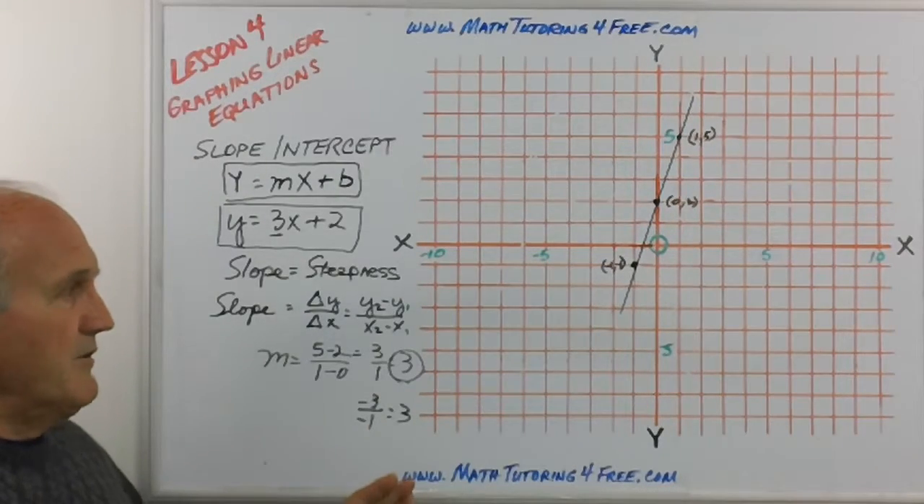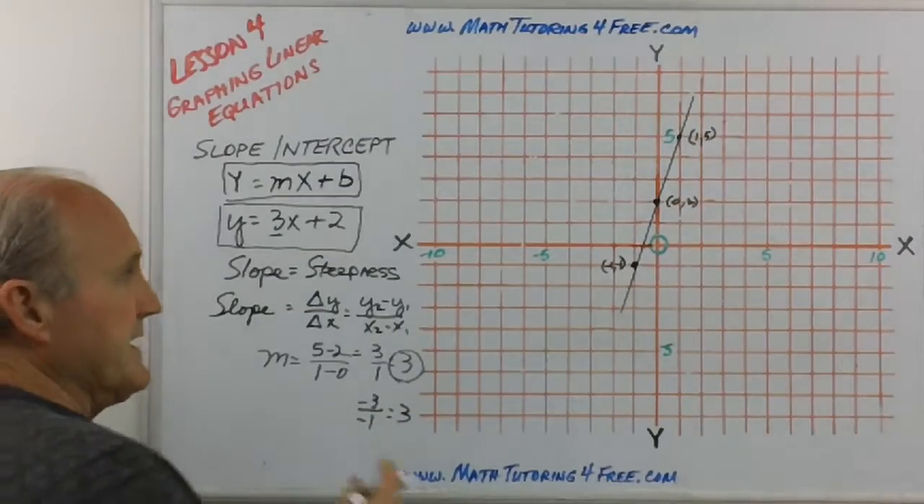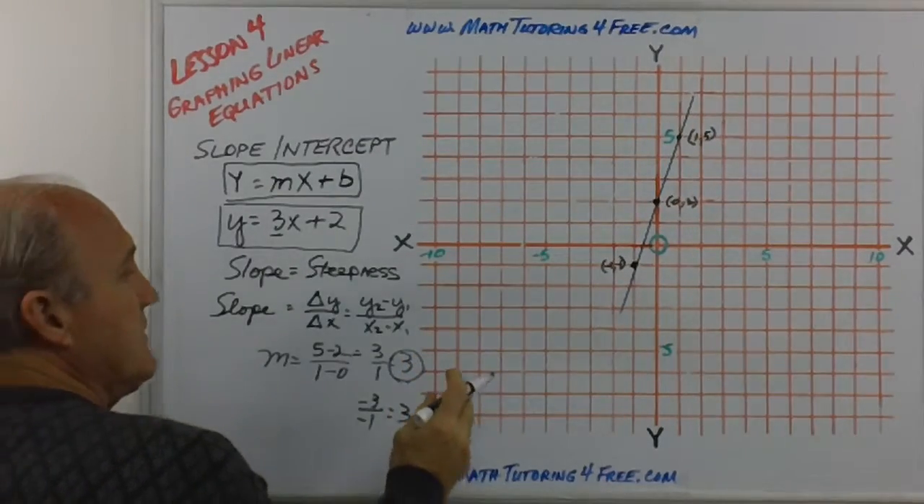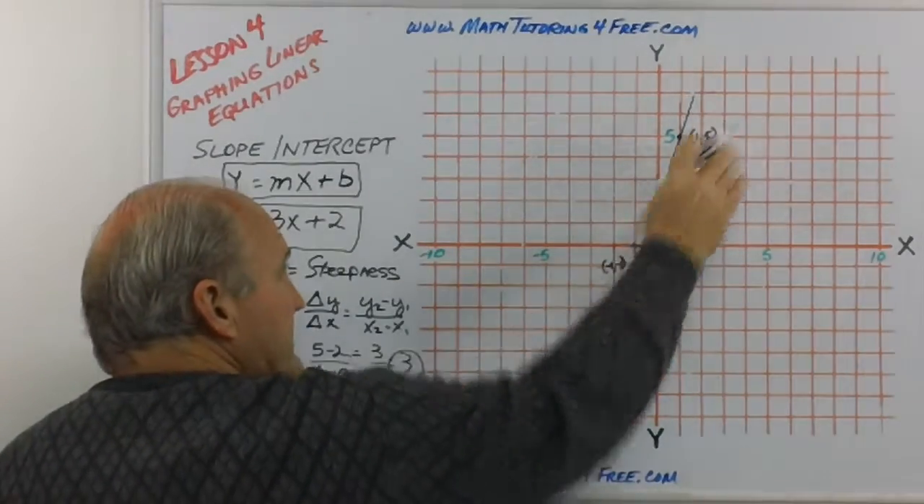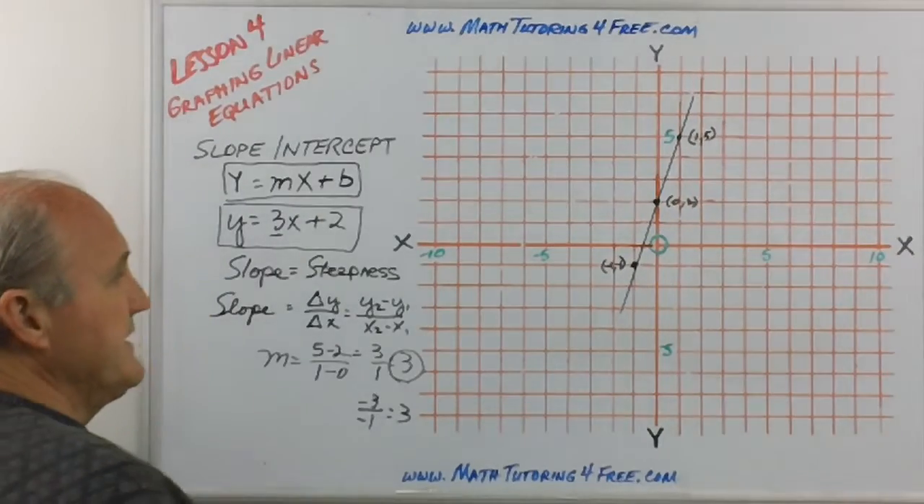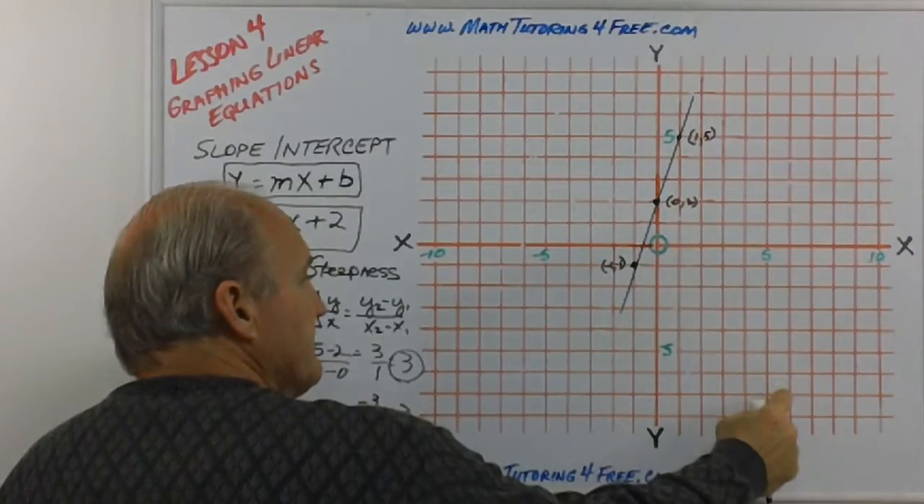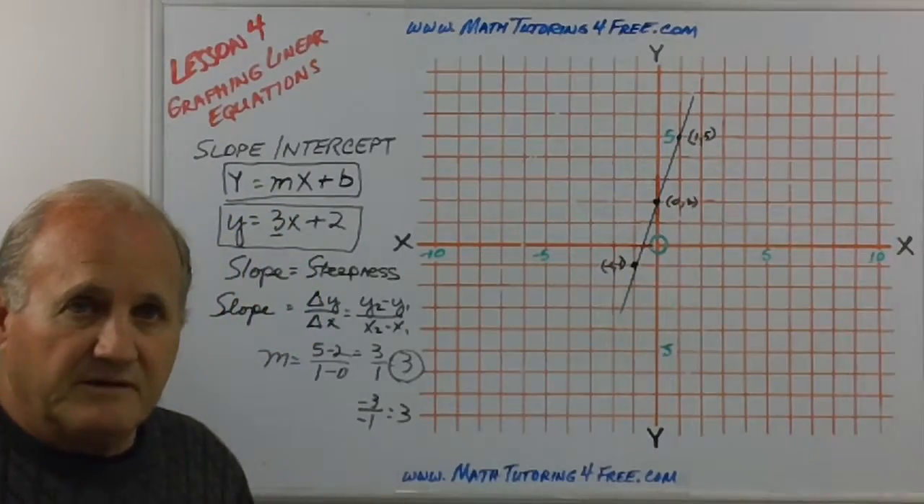The key, though, is to recognize a positive slope. Any line with a positive slope will always start in the third quadrant and go up into the first quadrant. If the slope is negative, then we're going to start over in the fourth quadrant and finish up in the second quadrant.